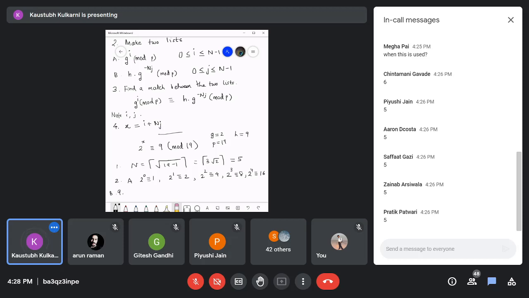We want to find x. So according to the second step, 9 times, that is h is 9, so 9 times 2 raised to minus n times j. j also goes from 0 to 4. So 2 raised to minus, now n is 5, multiplied by 0, which is congruent to 9. And the second one will be 9 times 2 raised to minus 5 into 1.